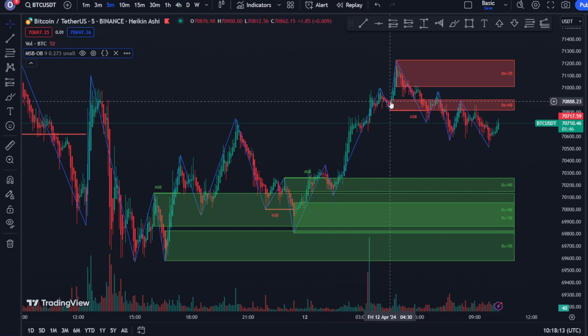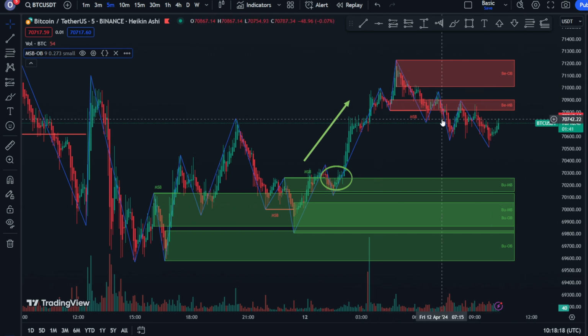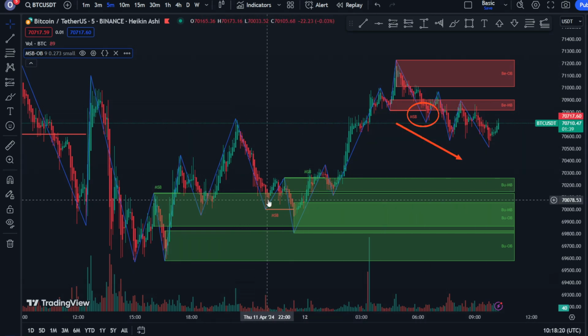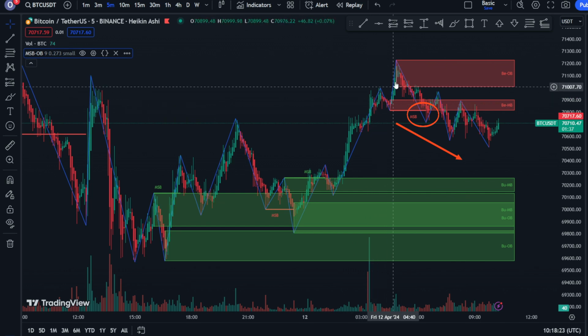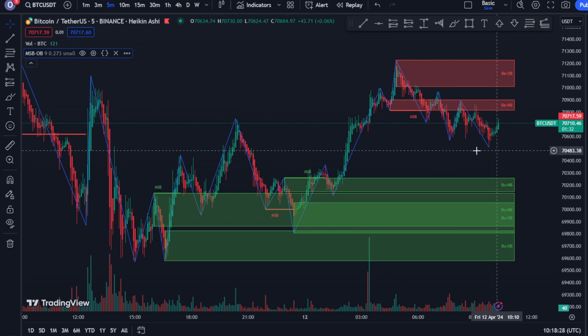When the price breaks above the green area, it's time to place a buy order. But when the price breaks below the red area, we should be looking to place a sell order. Don't forget to always set a tight stop loss right after entering your trade to protect your liquidity.